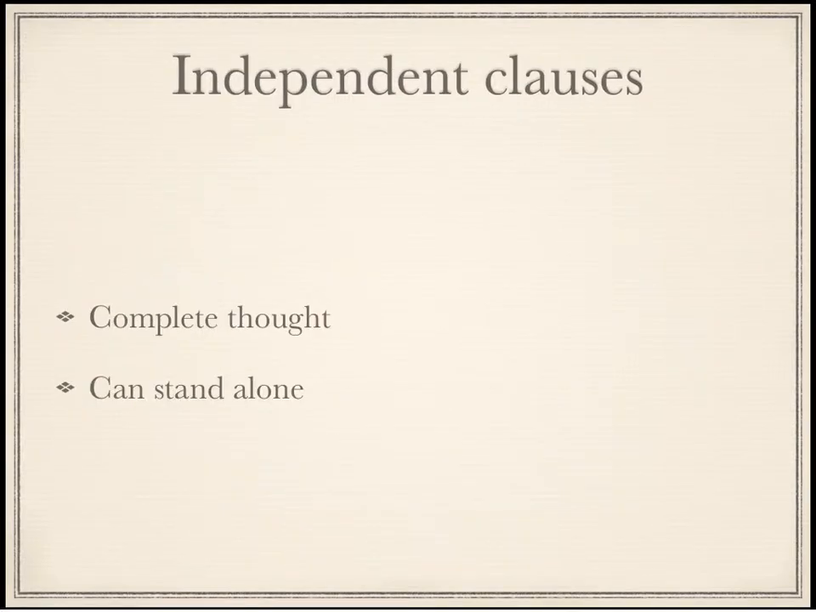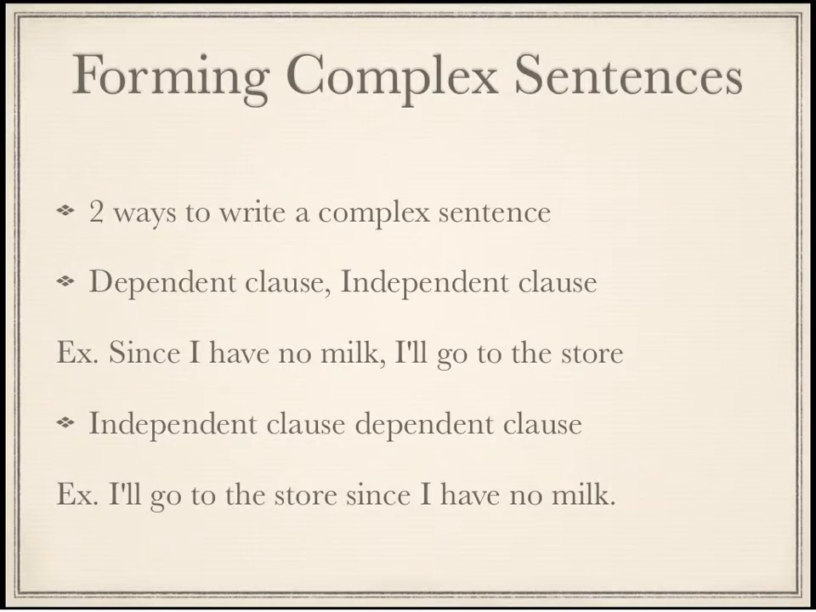The second part of a complex sentence, independent clauses, express complete thoughts and stand alone as their own sentence. There are two ways to write a complex sentence. The first way starts with a dependent clause and is joined to an independent clause using a comma.